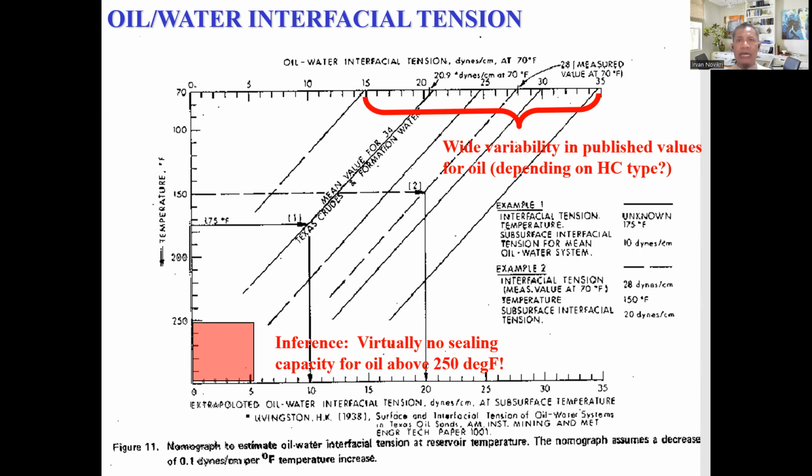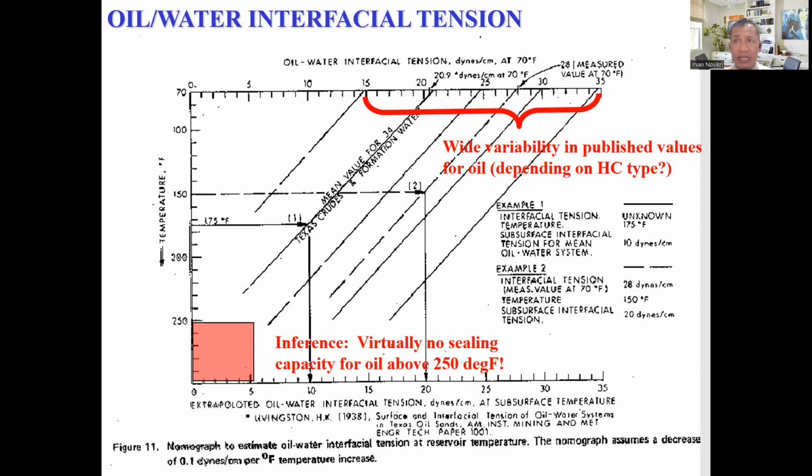It is important to note that there is a wide range of published values for oil, which can vary depending on the type of hydrocarbon present. The term oil-water interfacial tension refers to the force or energy required to separate oil and water at the interface, a measure of the attraction and repulsion between oil and water molecules. This suggests that there is a wide range of reported values for this interfacial tension, which may vary depending on the type of hydrocarbon.